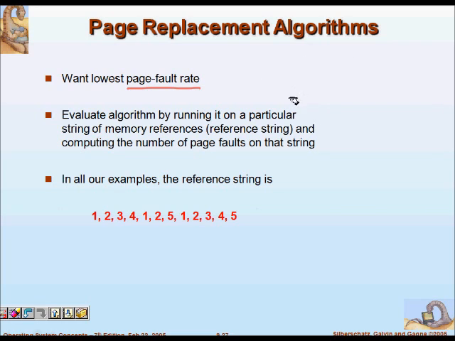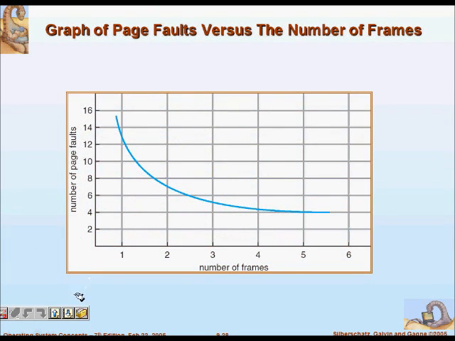We want that all of the pages should be in the main memory, and evaluate the algorithm by running it on a particular string of memory references and compute the number of page faults. So lower the page faults, that is lower the number of pages that are not found, it's better. So let's see, the reference string is 1 2 3 4 1 2 5 1 2 3 4 5. Okay, this is the memory access pattern that we are getting.